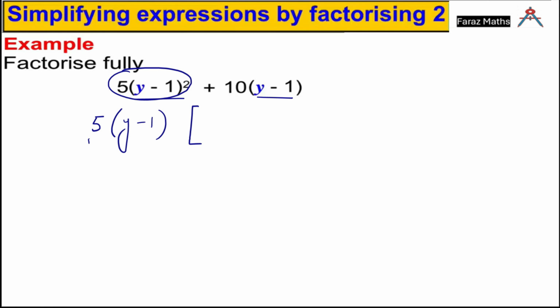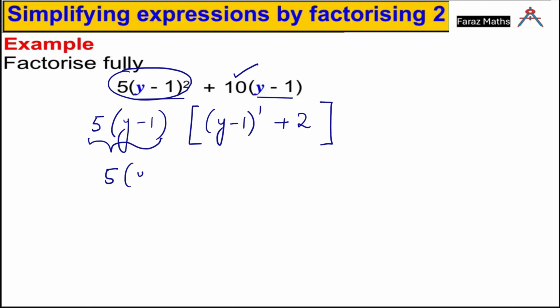We already take it out, 5 bracket y minus 1. So that's why y minus 1 power 1 will be left inside the bracket, right? And then plus, 5 is already outside. 5 times what will give you 10? 5 times 2 will give you plus 10, and y minus 1 is already outside, so there is no need to write this y minus 1, and then close the bracket.